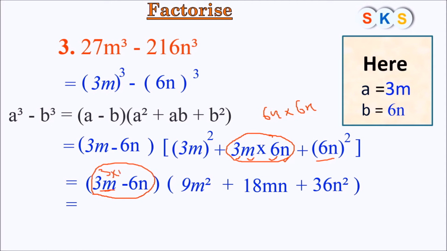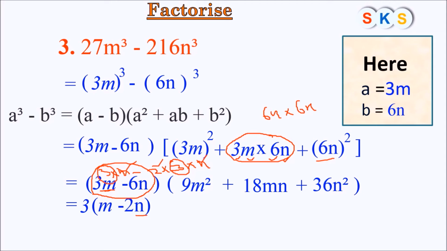And 6n means 2 into 3 into n, right? So what is common over here? You can see 3 is common. So we will take 3 as common. If I take 3 as common, what will be left in the bracket? m minus 2n, right? You can see here m is left and here 2 into n is 2n. So you'll get 2n. Correct?